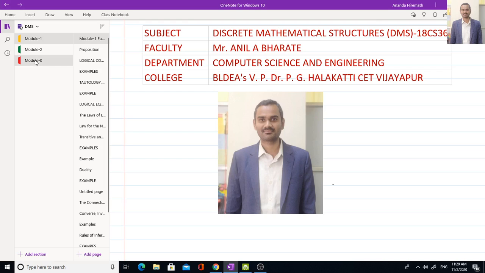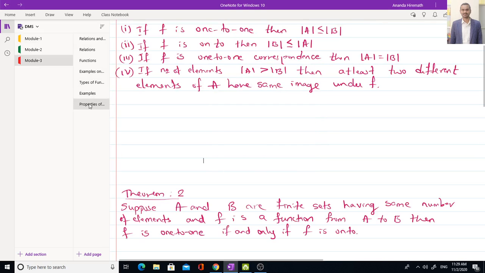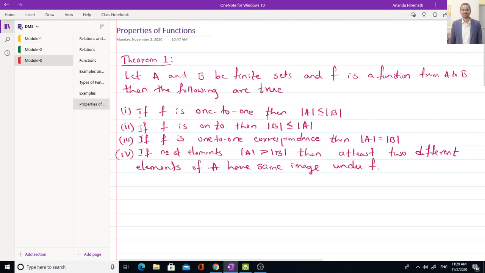In this video, I am going to explain properties of functions. Now, there are a few theorems which will cover the properties of functions. Theorem number 1: let A and B be finite sets and f is a function from A to B. Then the following are true.